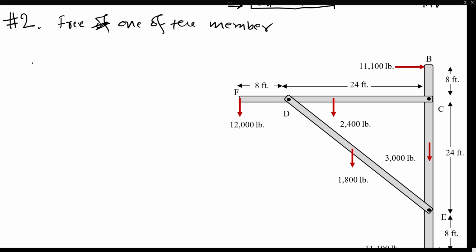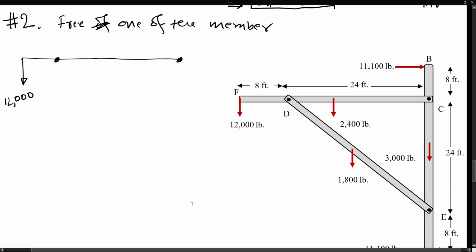Let's free that CDF member. So here we got the F. At F we got 12,000 pounds. This crane is moving around that load. And at D, so we are freeing at D and also at point C.